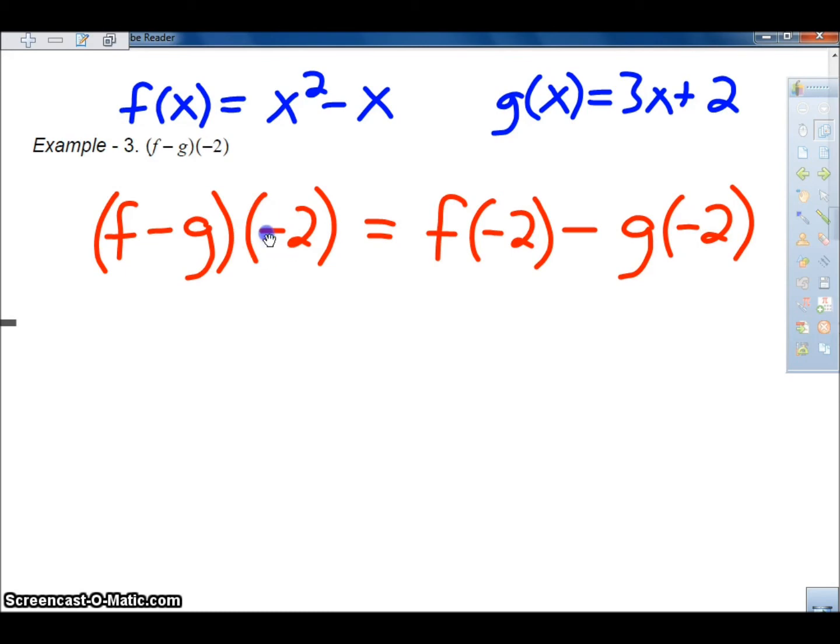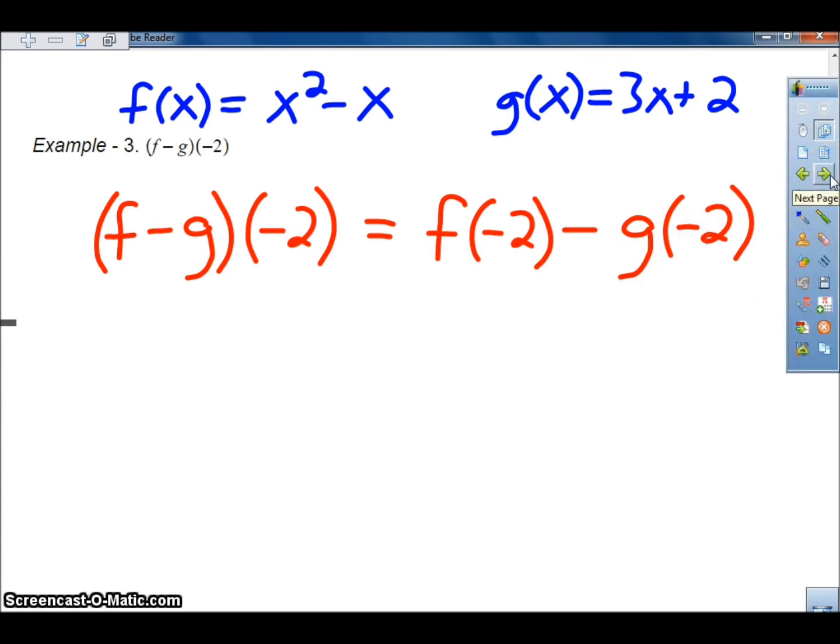It really looks like we're distributing here, but that's a little bit of a dangerous idea, because if you're thinking of this as distributing, you might get the wrong idea that these negative signs could be canceled out, and they can't. They don't get multiplied together. This is not multiplication here, and that's why we really shouldn't think of it as distributing, because distributing is a multiplication process. We are not multiplying here. So just think of this as a definition. The definition of f minus g is to take f of whatever that thing is minus g of whatever that thing is. In this case, it happens to be negative 2. So we'll take f of negative 2 minus g of negative 2.